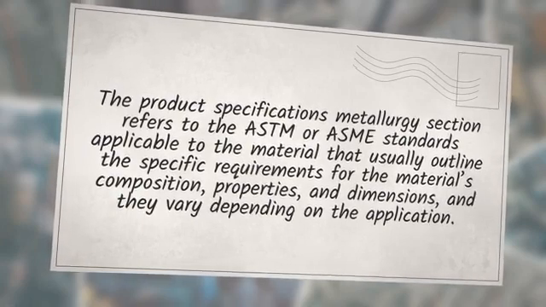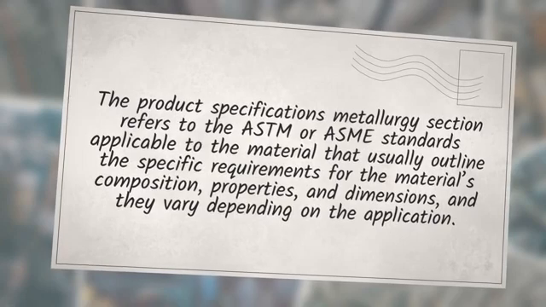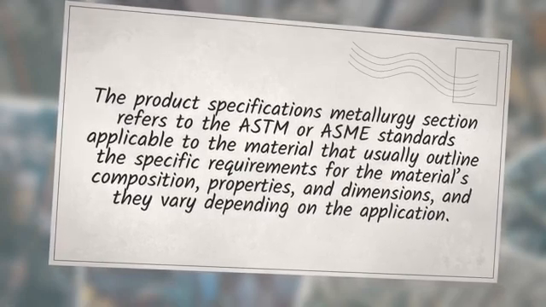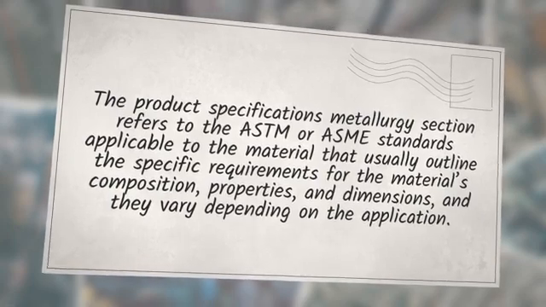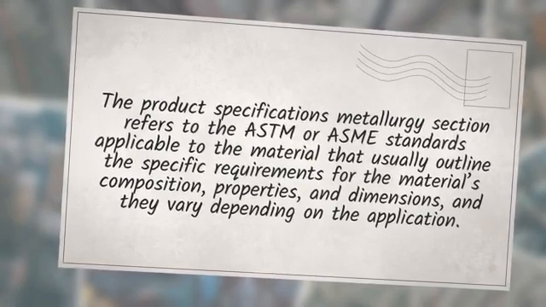The product specifications metallurgy section refers to the ASTM or ASME standards applicable to the material that usually outline the specific requirements for the material's composition, properties, and dimensions, and they vary depending on the application.